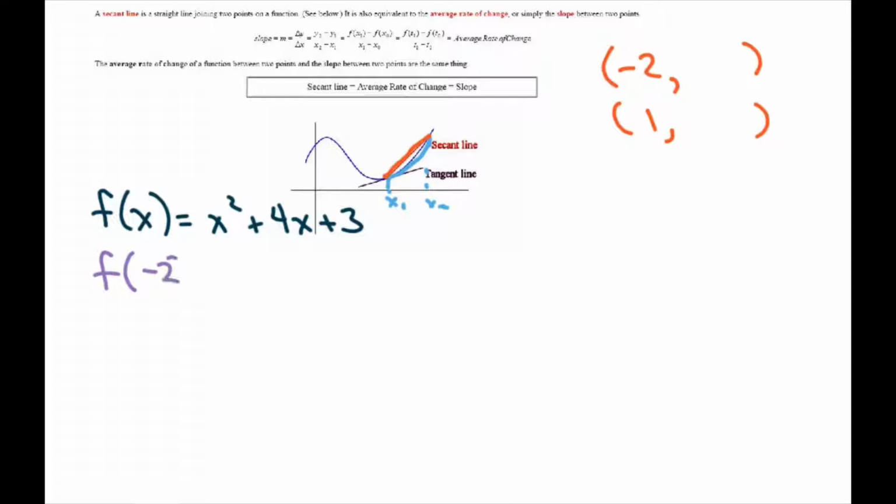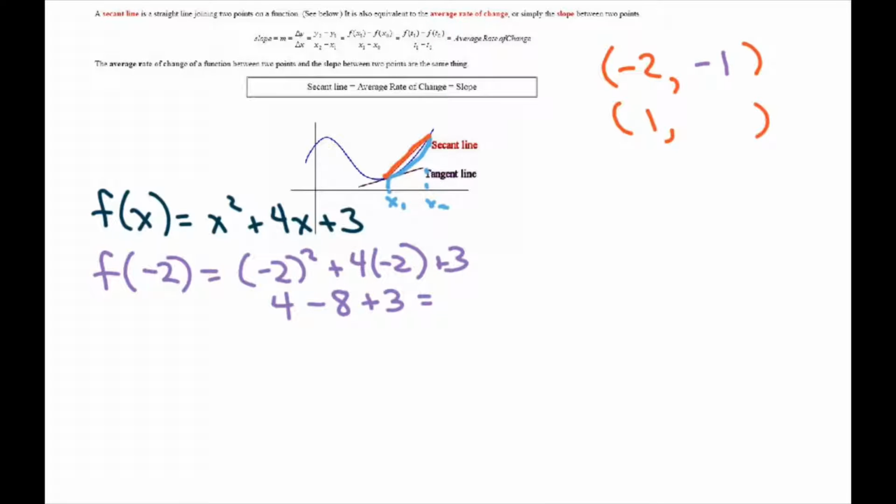So f of -2 equals -2 squared plus 4 times -2 plus 3. So this will be 4 minus 8 plus 3. So that's going to equal, let's see, 7 minus 8 is -1. Now let's plug in 1 to find our other y. So it's going to be 1 squared plus 4 plus 3. So that's going to be 8. This equals 8. This was -1.